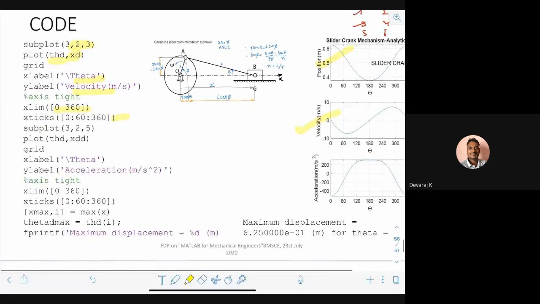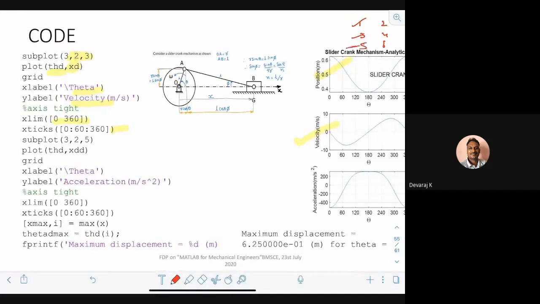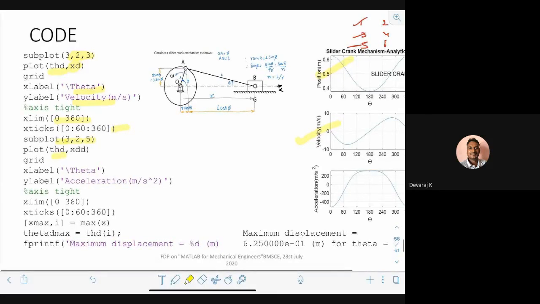And then you can also go for acceleration. And what should that one be? Subplot 5. So the acceleration here is subplot 5. Therefore, you need to take it as subplot 3, 2, 5. Plot x-axis is theta in degrees. The y-axis is x differentiated twice, meaning acceleration. And then grid on, give the title, clearly say this is the unit, and you can see the output here. You will get this graph.